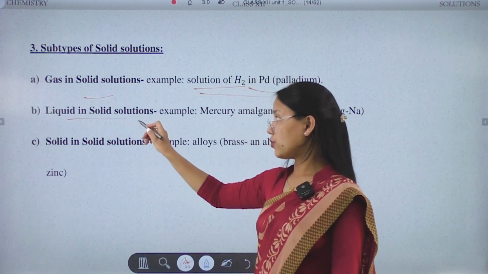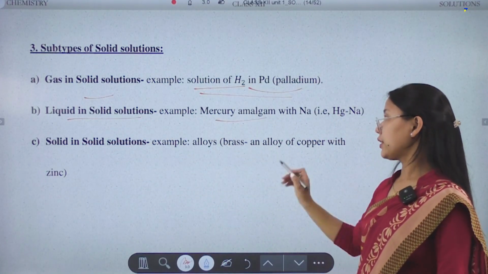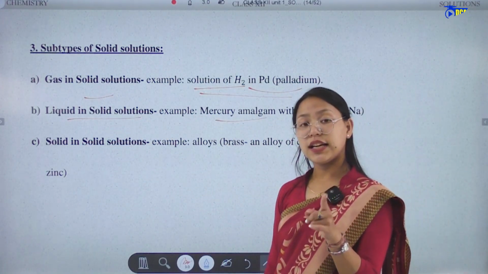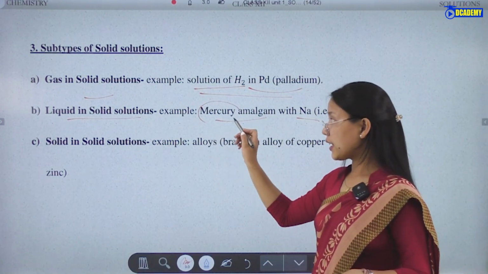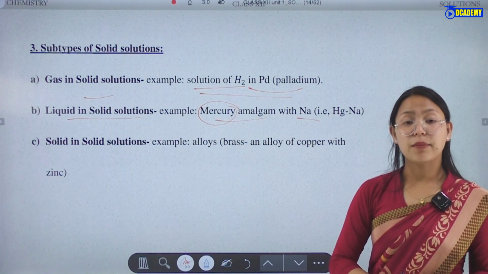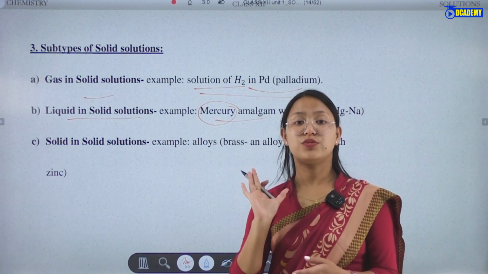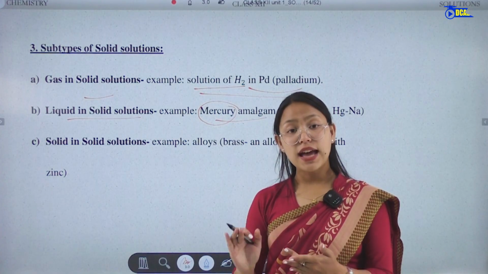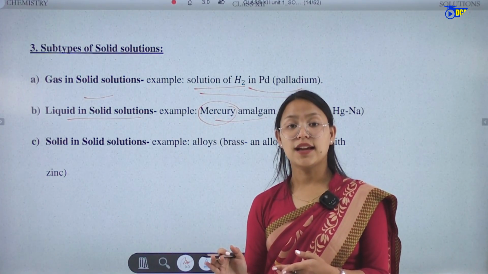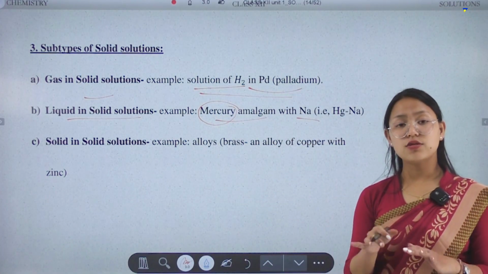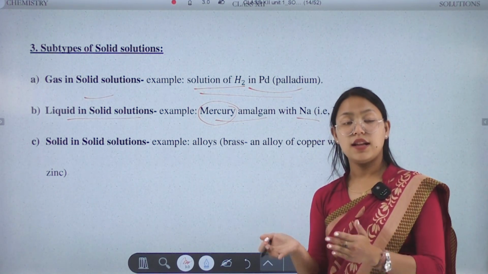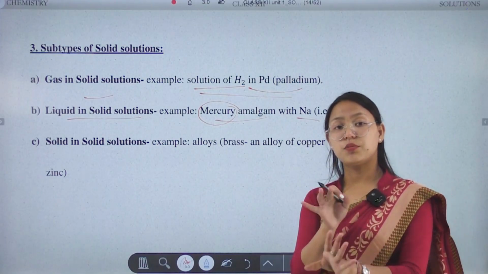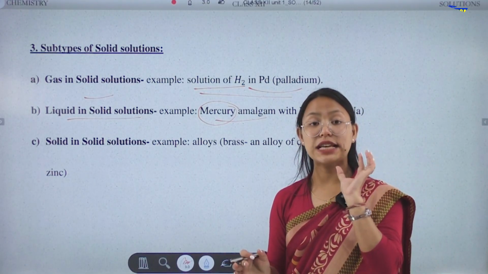Then liquid in solid solution. See the examples here. Mercury amalgam with sodium. Liquid in solid. We know that mercury is liquid at what? Room temperature. Now sodium is already solid at room temperature. When they are mixed, they form a paste known as the amalgam.